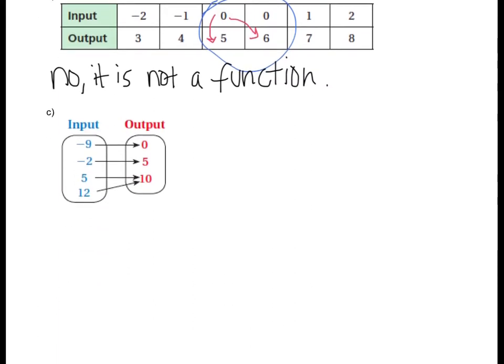What about letter C? -9 only pairs up with 0, -2 only pairs up with 5, 5 only pairs up with 10, and 12 only pairs up with 10 as well. It's okay to repeat in the output. This might be something you want to highlight or annotate. It's really the input that matters. As long as 5 only goes to one number and 12 only goes to one number, this is still safe as a function.